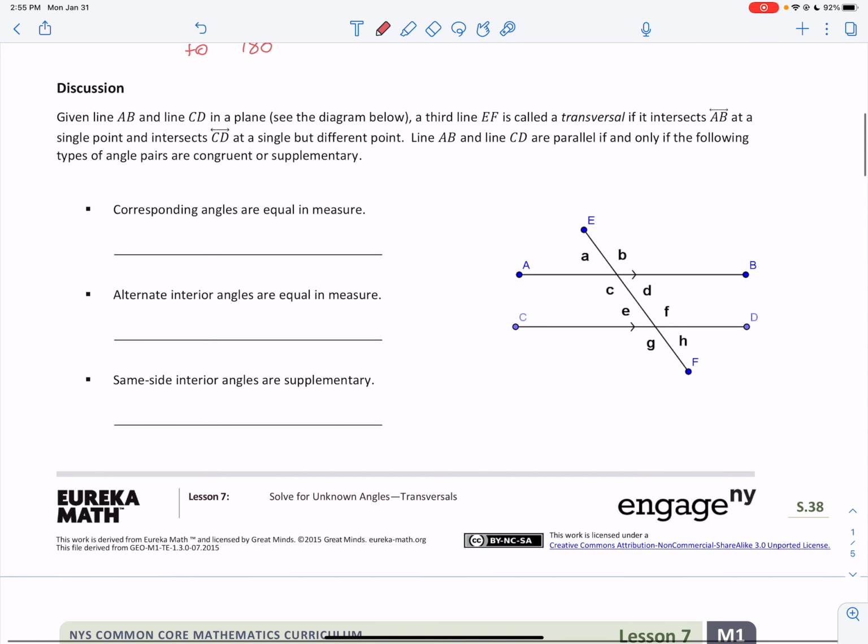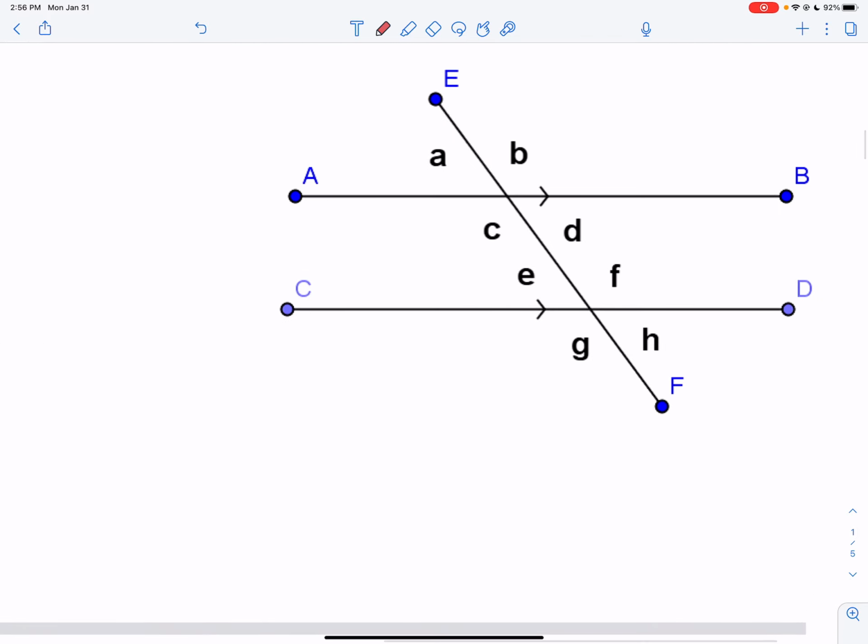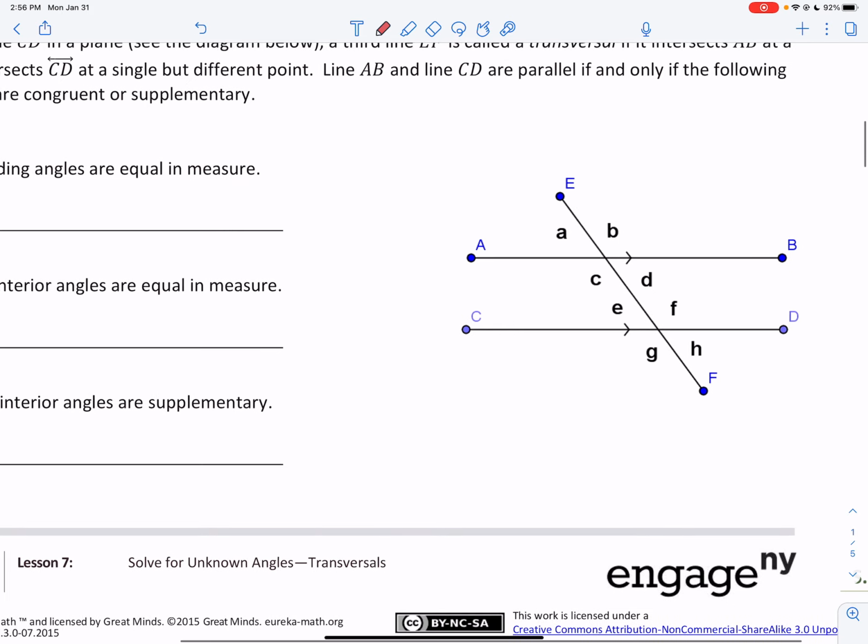All right, let's look at this one. The words on this one are kind of hard, but this is what a transversal looks like. It is a line that intersects with two parallel lines. And there's a lot of really cool properties that come from it.